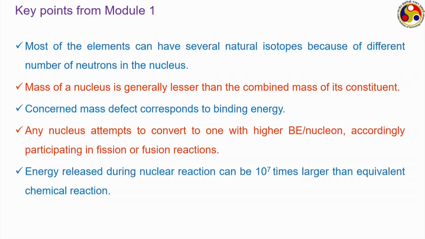Any nucleus attempts to have a higher value of binding energy per nucleon, and as we have seen from the earlier graph, the highest possible binding energy per nucleon is around 8.8 MeV, and therefore, any nucleus attempts to participate in a nuclear reaction which leads it to that higher binding energy per nucleon. Accordingly, they can participate in fission or fusion reactions, and finally, the amount of energy released during a nuclear reaction can be 10 to the power 7 times larger than an equivalent chemical reaction, which substantiates the importance of nuclear reaction as a source of power generation.